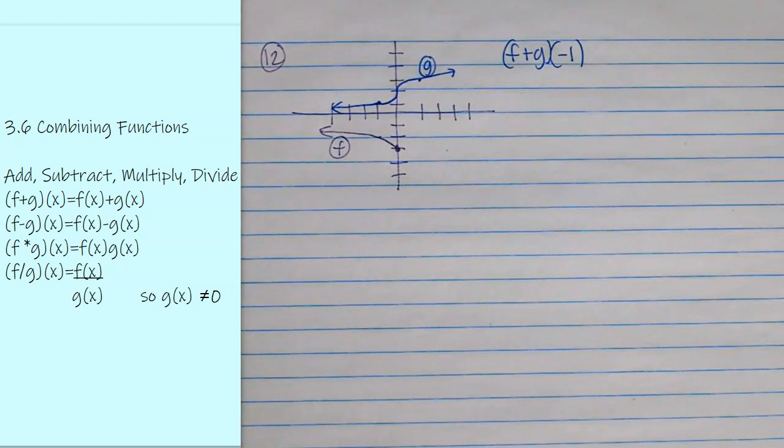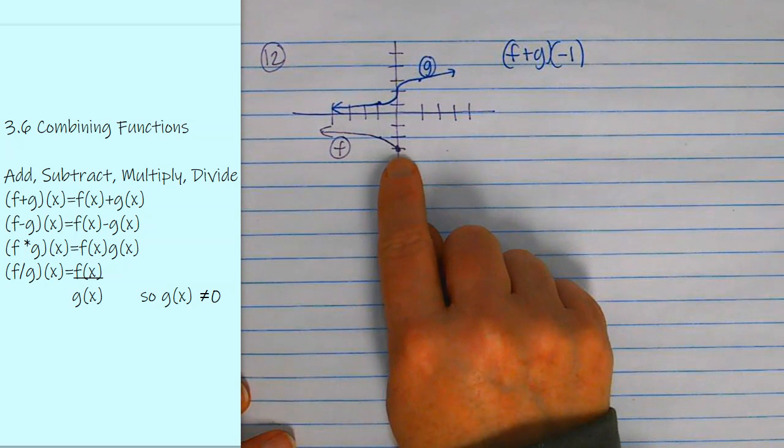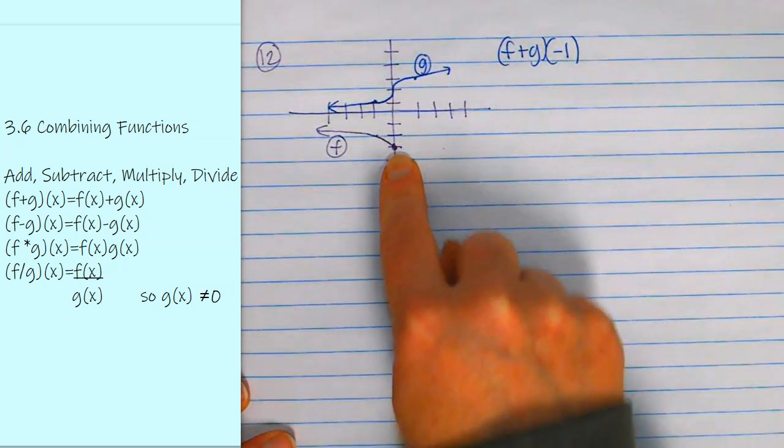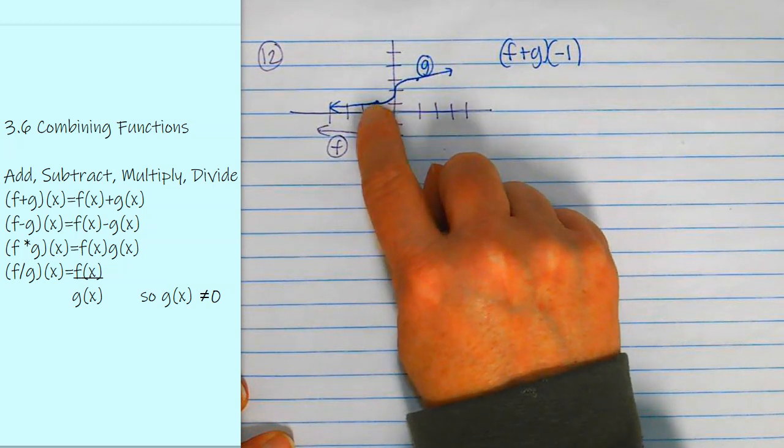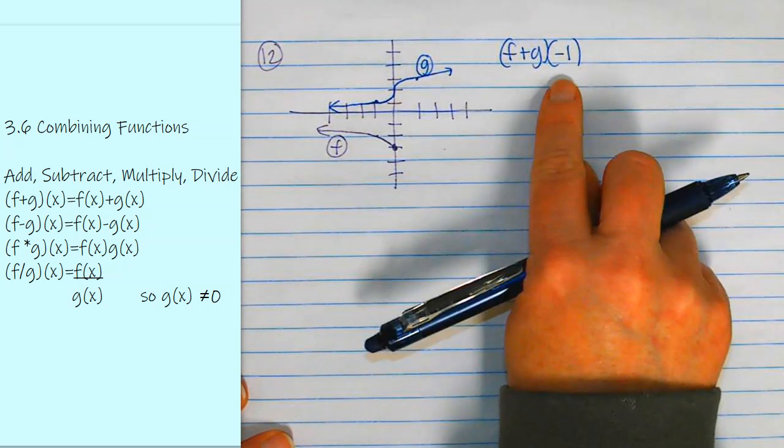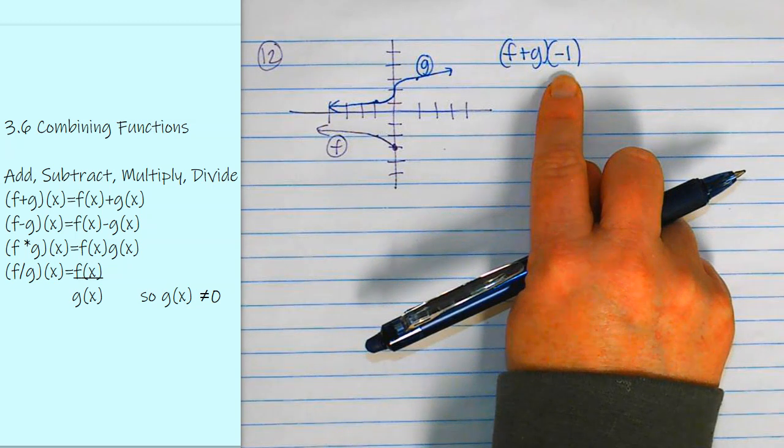Some of the problems are graphs, and they work exactly the same way. The only difference is you can't plug into the equation. Instead, you look at the graph. So we've got two functions for number 12. We have the f function graphed here in purple. We have the g function graphed in blue. And we're evaluating it at -1, just the same instructions as given before.